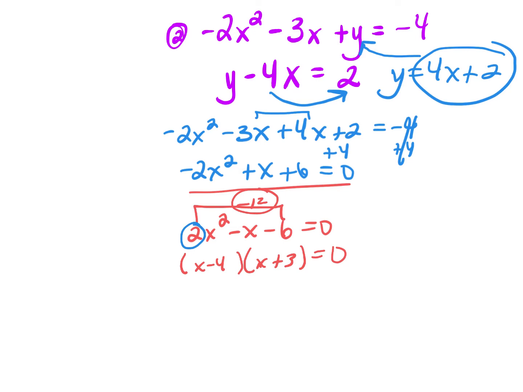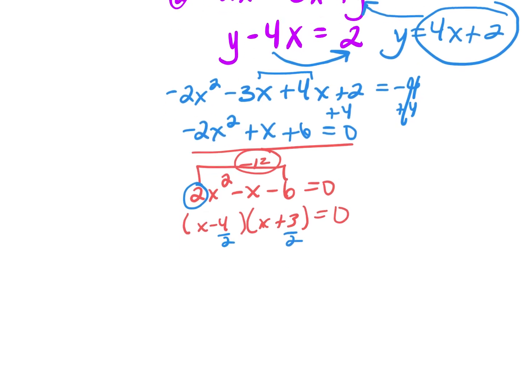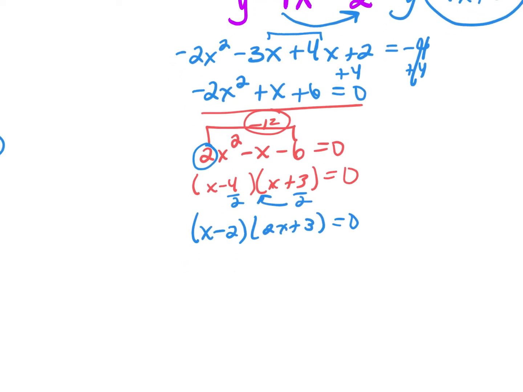Since my a term is not 1, I have to divide both factors by 2. When I do, 4 divided by 2 works out nice and pretty, so I have x minus 2. 3 divided by 2 does not work out pretty, so I have 2x plus 3, and both of those set equal to 0. So now if I solve it, I get an x value of x equals 2. And then over here, if I move the 3 over, it becomes x equals negative 3 divided by 2. You guys with me?